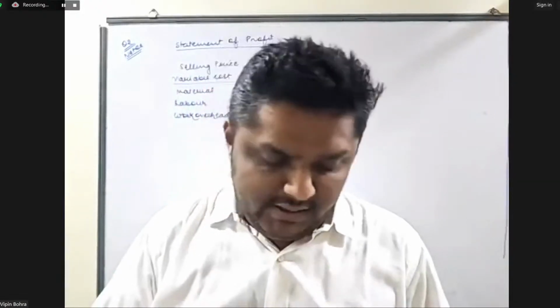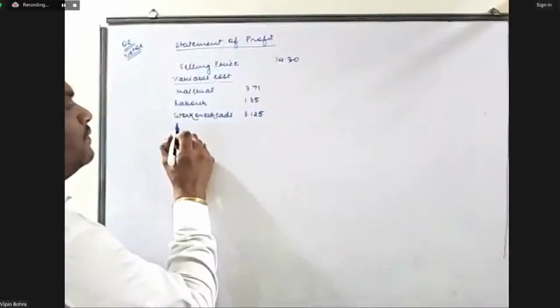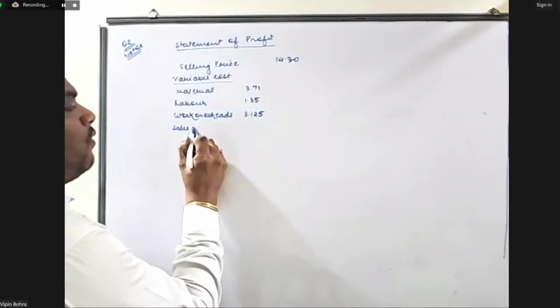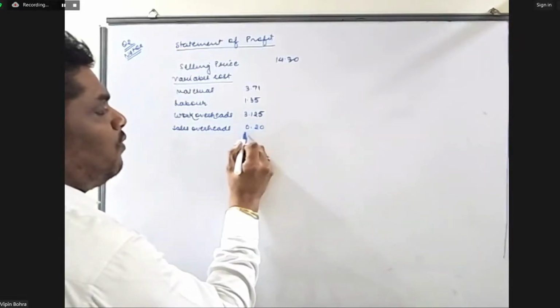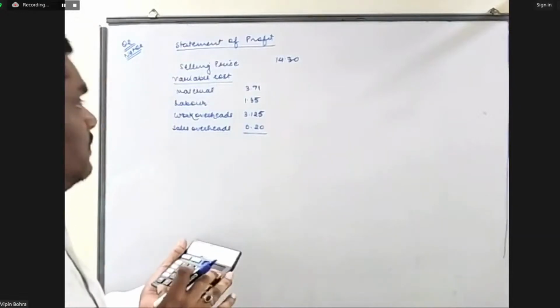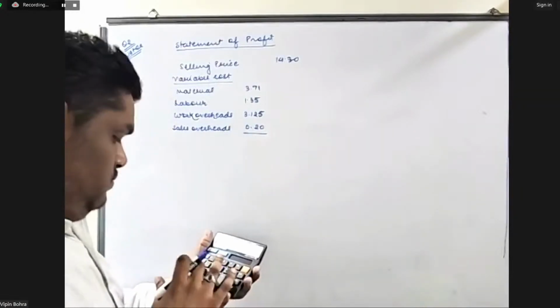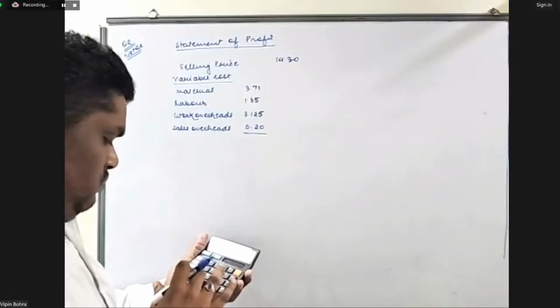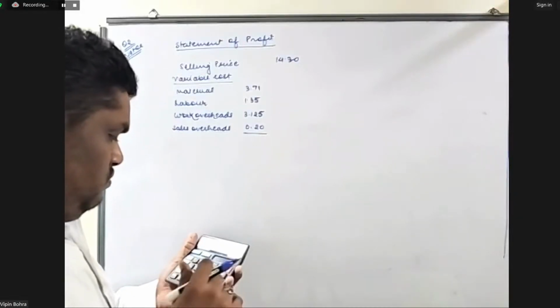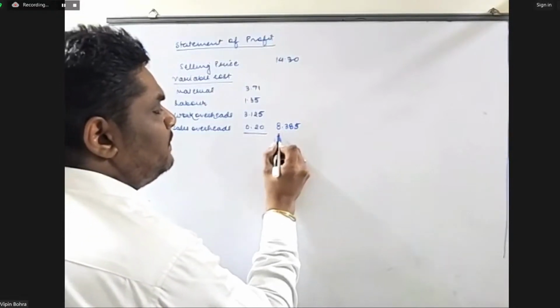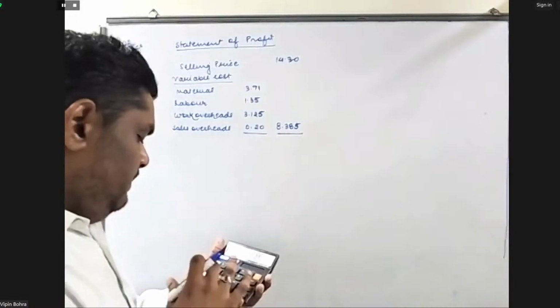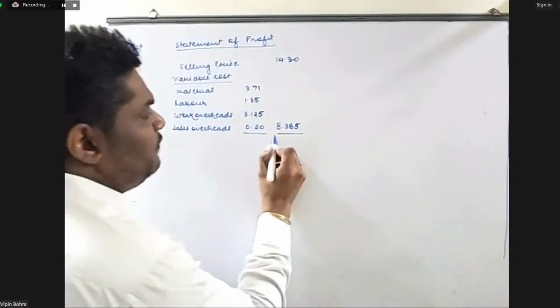Sales overheads are also given, that is 80 paisa. Of this 25% is variable, that is 20 paisa. So 3.71. So my variable cost in the current scenario is 8.385 per unit. So my contribution will be 5.915.